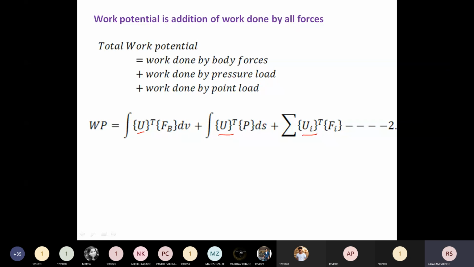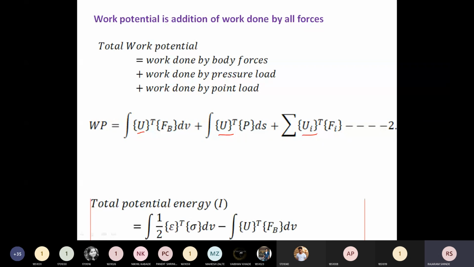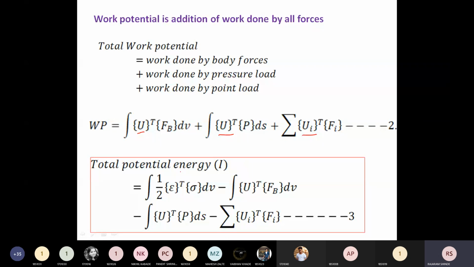Next, total potential energy is the addition of work done and strain energy. Here strain energy and work done act in opposite directions. One is because of the internal resistance and one is because of the externally applied load. So here these quantities are negative quantities.